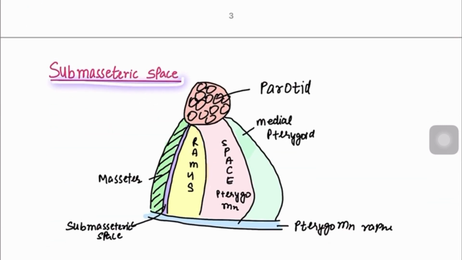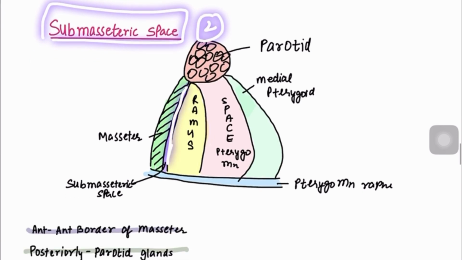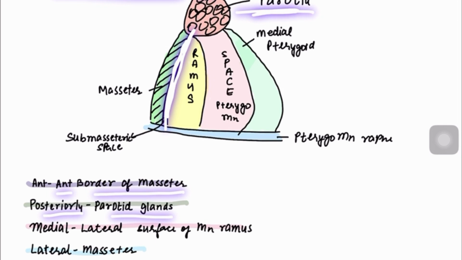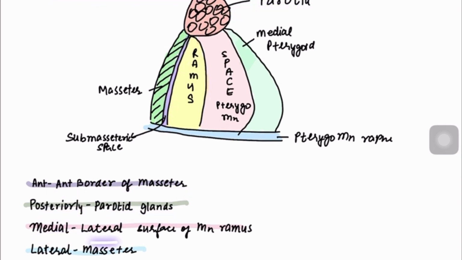Now let's see submasseteric space. So now this is the submasseteric space. So anteriorly there is anterior border of masseter and posteriorly there will be parotid gland. This is the parotid gland. Medially, that is on the medial aspect, there will be lateral surface of the ramus.